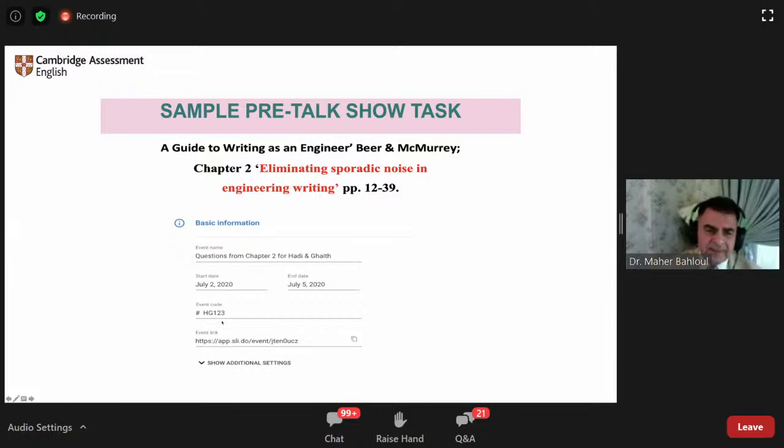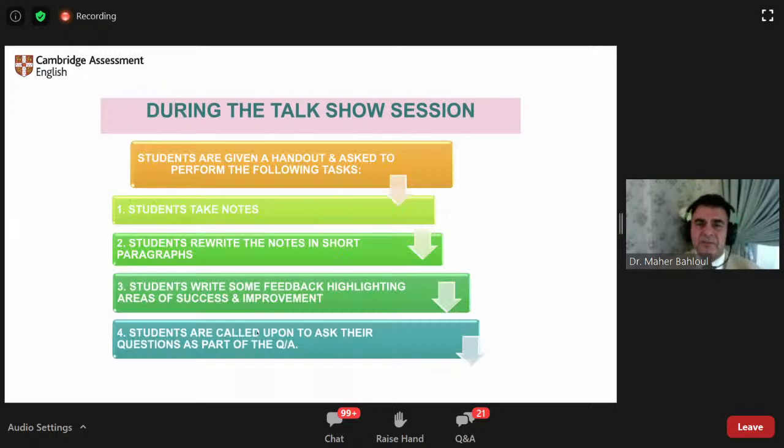Okay, and then in the code you can see the H and the G. The H and the G are the H for Hadi and the G for Ghaith. So usually I try to personalize the code so that it reflects a little bit the students, and this is sent to the students, so everyone signs in to Slido.com and uploads their questions. Okay, so that's one way of interacting.